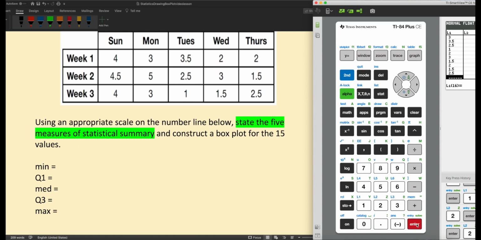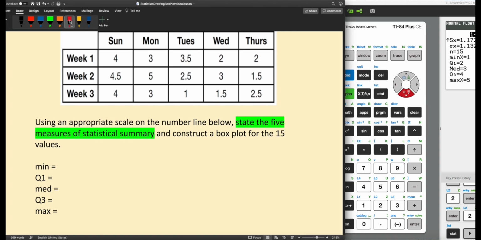And remember, to get your values, we always hit stat, right, and enter. And there's your information. Scroll down to where it says max. And there, guys, is your 5 measures of statistical summary. Get that on the Regents right away and get that point. Okay, so my min is 1. Q1 was 2. Median was 3. Q3 was 4. And of course, the max was 5.